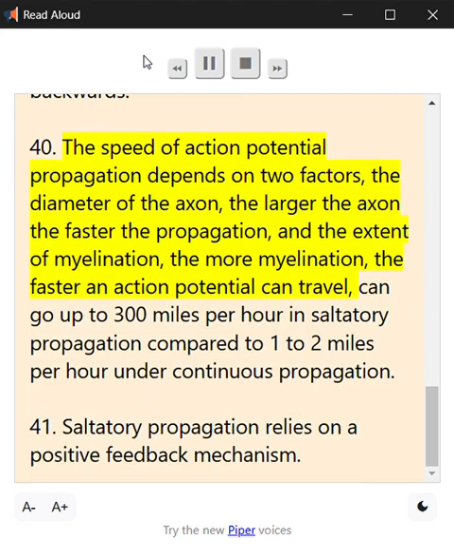40. The speed of action potential propagation depends on two factors: the diameter of the axon, where the larger the axon, the faster the propagation, and the extent of myelination. The more myelination, the faster an action potential can travel. It can go up to 300 miles per hour in saltatory propagation compared to 1 to 2 miles per hour under continuous propagation. 41. Saltatory propagation relies on a positive feedback mechanism.